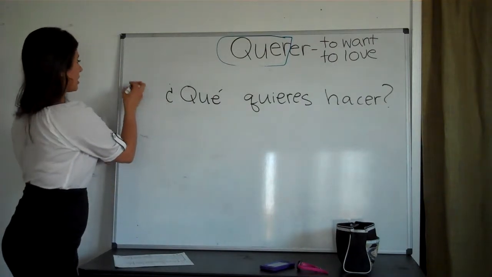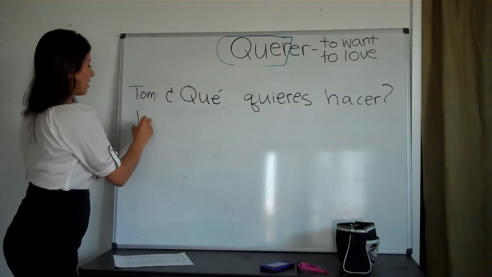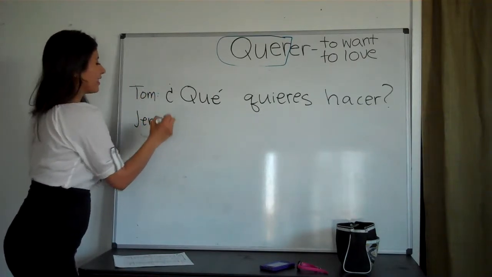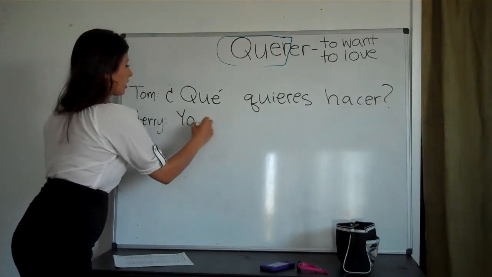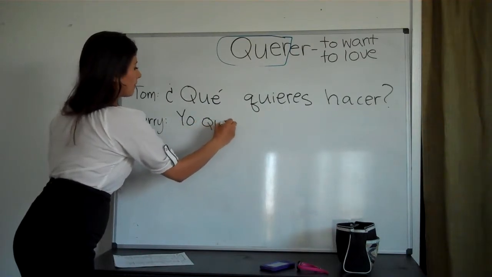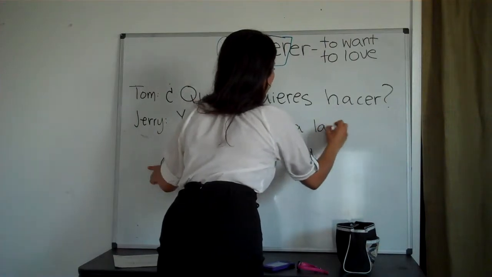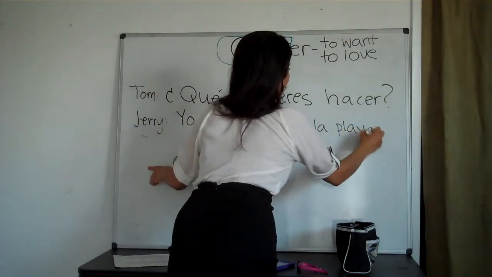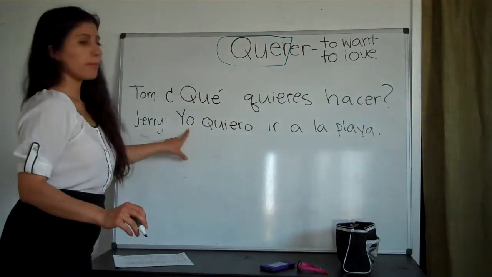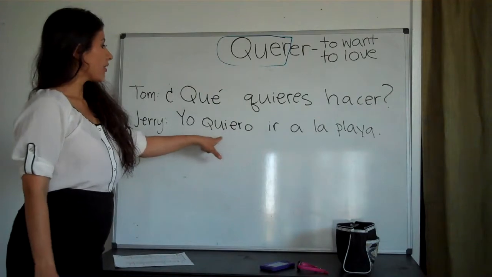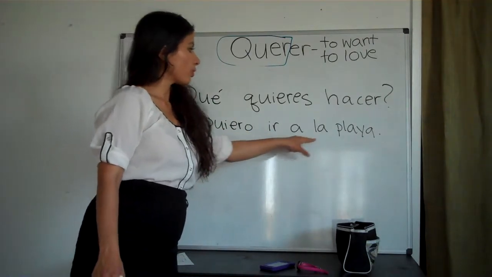And then say that's Tom, and then Jerry says, yo quiero ir a la playa. I want to go to the beach. So it's the subject, then the conjugated verb. Then you can add the infinitive. I want to go to the beach.